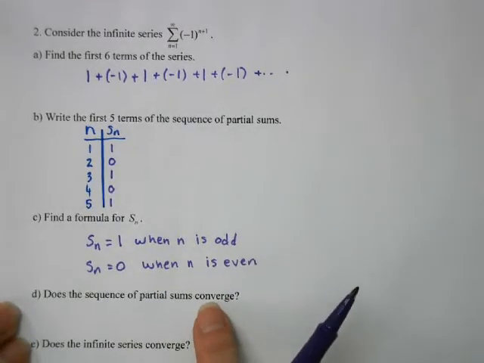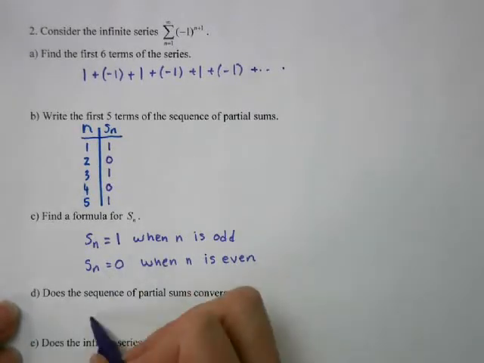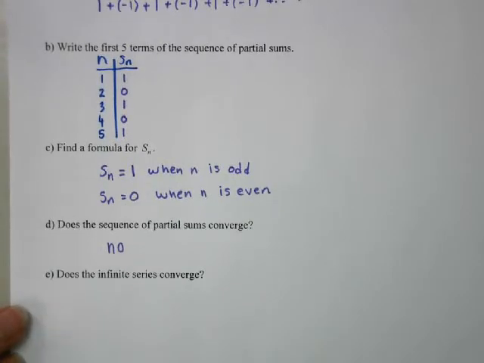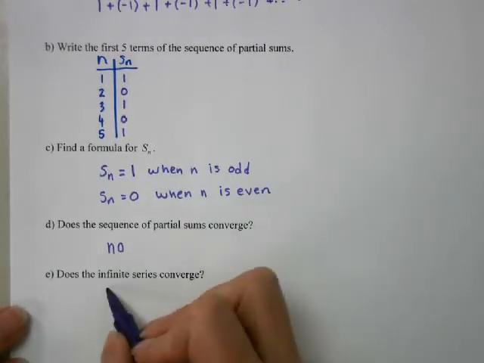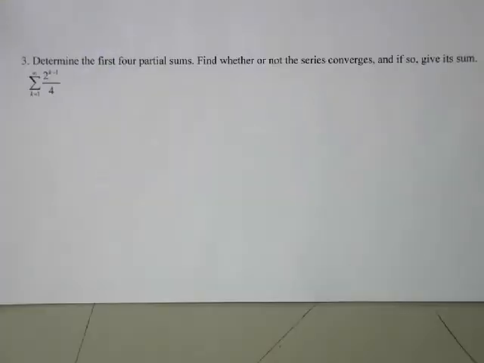Okay, for a sequence to converge, it has to go to a single value, and this is not going to a single value. So this is not a convergent series because it keeps bouncing around.